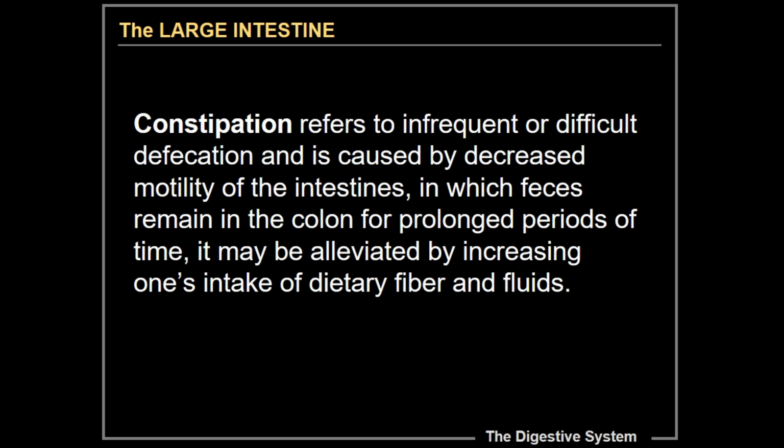And then the opposite of diarrhea is constipation. This refers to the infrequent or difficult defecation and is caused by decreased motility of the intestines and can be quite dangerous. In which feces remain in the colon for prolonged periods of time, may be alleviated by increasing one's intake of dietary fiber and fluids. So there are all kinds of things that are out there. Say prune juice will help. But your plants, because again, they have cell walls that are indigestible, that is your dietary fiber, and that's the stuff that's going to help keep you regular.